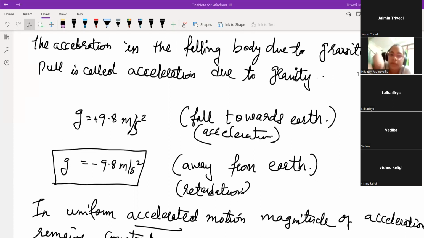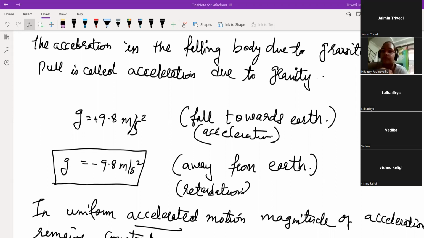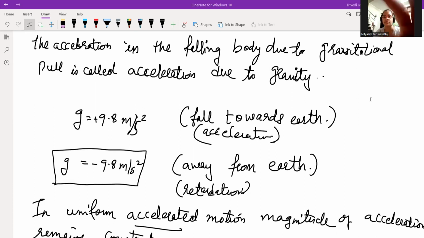Sir, you mean if external forces are acting, then it won't be uniform, right? Yeah. Correct. So if any external force is acting, it is not uniform. Yes, sir, like a meteor and all. Exactly. Clarified, sir. Thank you, sir. Okay.